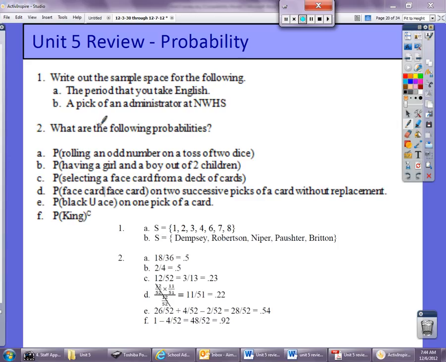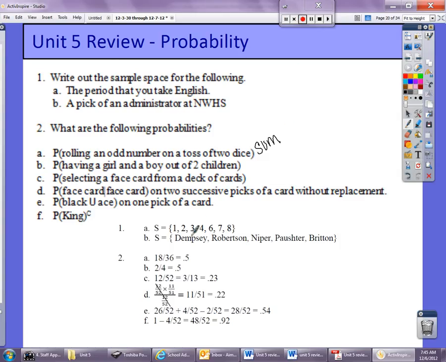Okay, so for number 2, what are the following probabilities? For this first one, probability of rolling an odd number on a toss of 2 dice. This would be the sum of the 2 dice. Whenever you do this, you want to probably look at either a tree diagram or a table, or you can actually write out the different ways that you can get this odd number.